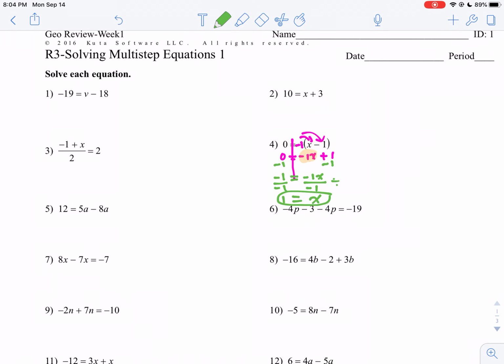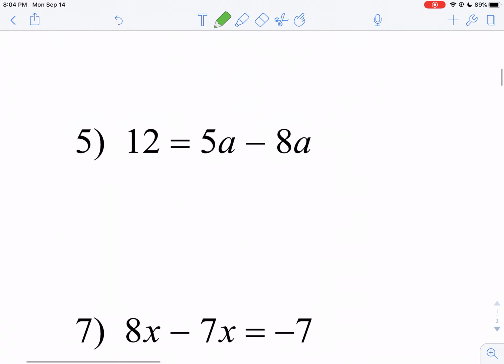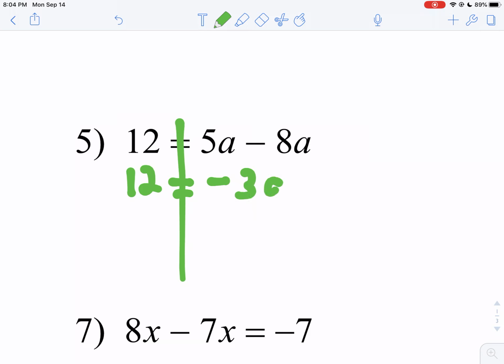Next, you have these kind of problems like number 5. Okay, so don't forget your long division bar. On the left side, you have 12. On the right side, you have 2 terms, and they are what we call like terms, a and a, 5a and -8a. So this is where knowing how to add and subtract your positive and negative numbers are very important, because now you can put this on the calculator, okay? So you've got a 12, that's a number, just write it down. You have your 5 plus -8, that's going to give you -3a, and then now you have -3 times a.